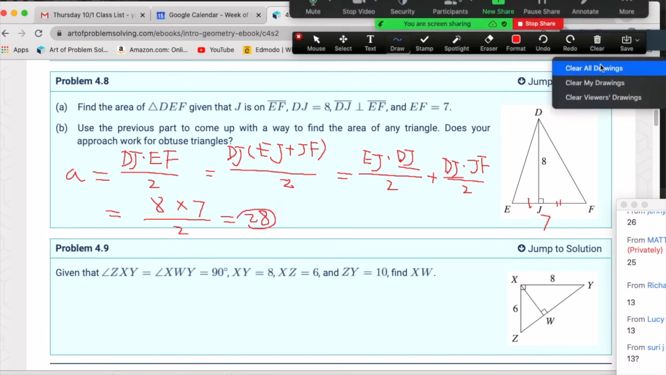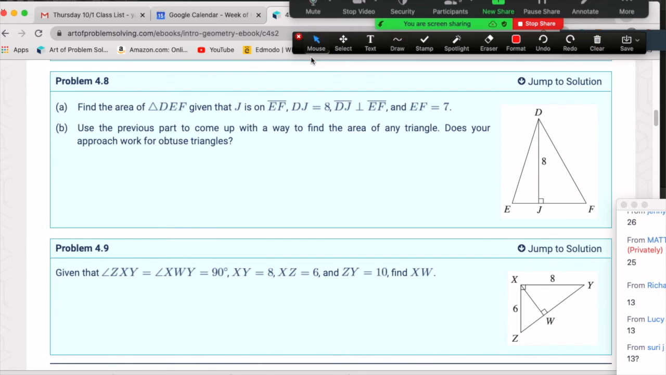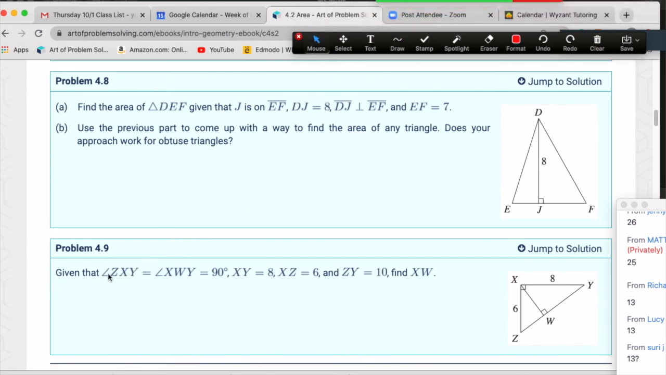Now let's see 4.9. Given angle ZXY equals angle XWY equals 90 degrees. XY equals 8, XZ equals 6, ZY equals 10. Then they ask you to find XW. Okay? How to do this?